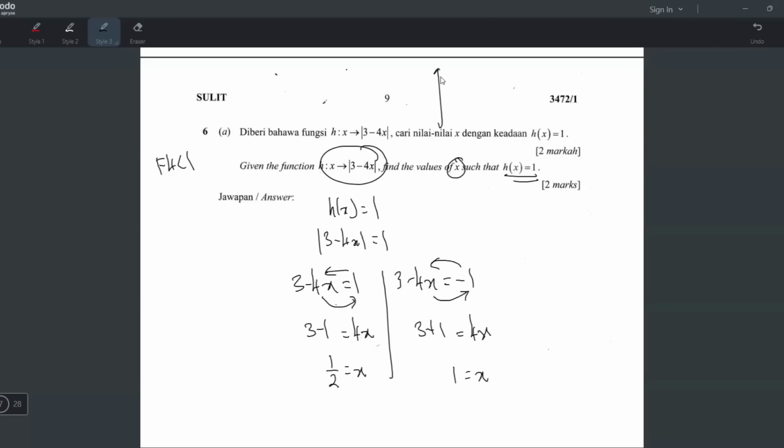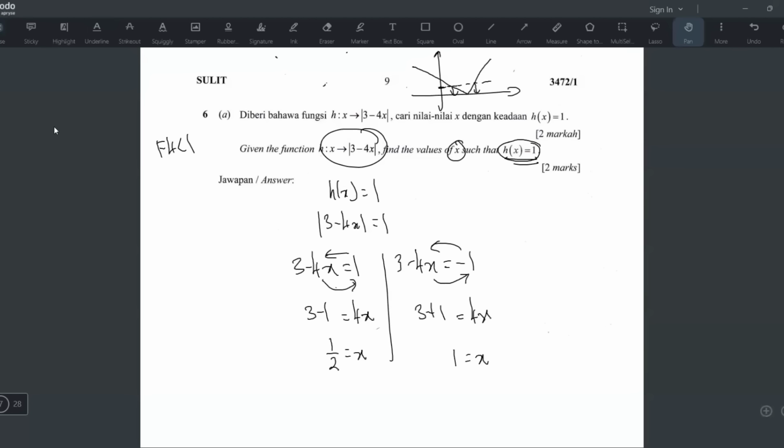Okay, let me explain why there's two answers. Because you remember I told you this shape will be like this. And you are finding when h(x) equals 1, right? Means you are finding when y equals 1. So when y equals 1, let's assume it's here lah. So you can see there's 2 x answers. Sebab tu ada dua jawapan.